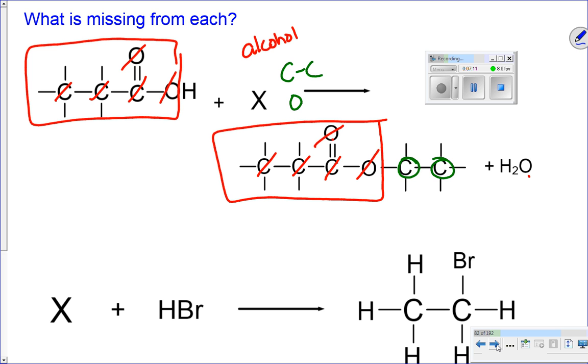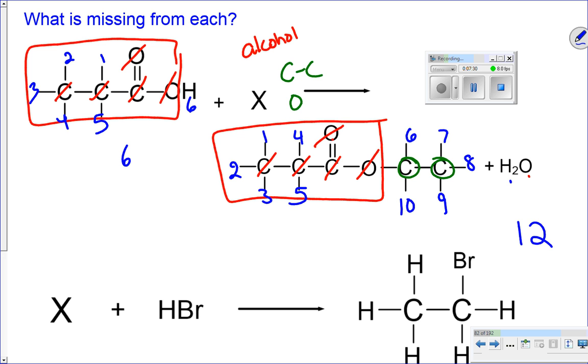Now I'm going to look at my number of H's. 1, 2, 3, 4, 5, 6. So I have 6 on my reactant side. 1, 2, 3, 4, 5, 6, 7, 8, 9, 10, 11, 12. That means I need to have a total of 6 hydrogens in my missing alcohol.